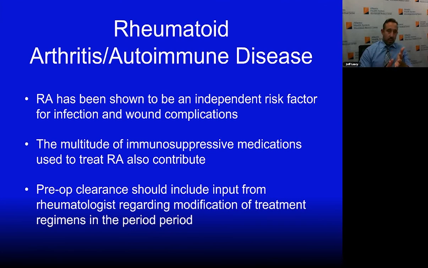Rheumatoid arthritis and autoimmune diseases: rheumatoid is an independent risk factor for infection and wound complications after hip and knee replacement. A lot of this is added on more by the immunosuppressive medications that these patients are on. Not only the rheumatoid, but the medications can contribute. When you go through a pre-op clearance, it should include input from the patient's rheumatologist, because a lot of these treatment regimens are complicated. They're on cycles, and you have to understand the half-lives of these medications and the appropriate time to operate.